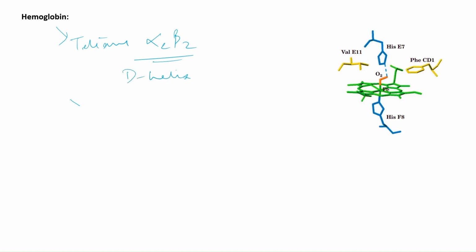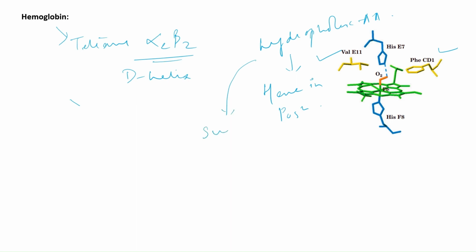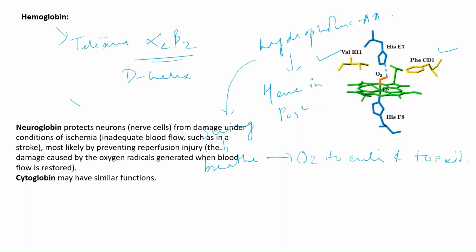Now one more thing here is if you see the complete structure of the heme, then we can also find that on the side of this heme, 2 amino acids are found, valine and phenylalanine. These are hydrophobic amino acids that help to hold the heme in position. But these hydrophobic amino acids swing, which is known as protein breathing, or we can say they breathe, and this breathing allows the oxygen to enter and to exit.